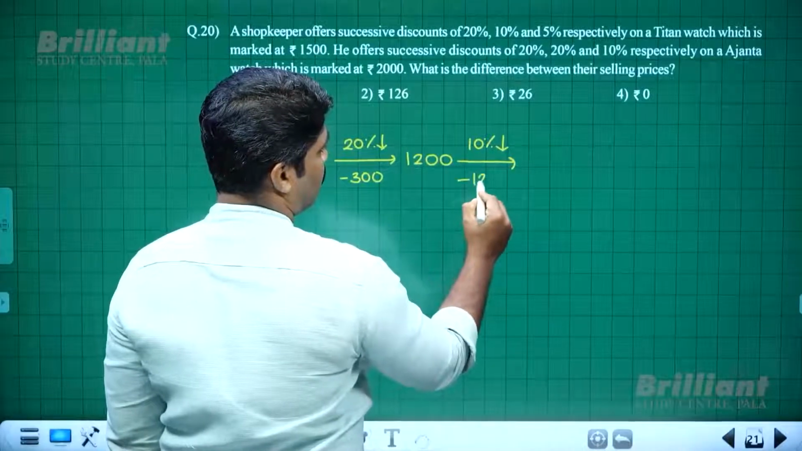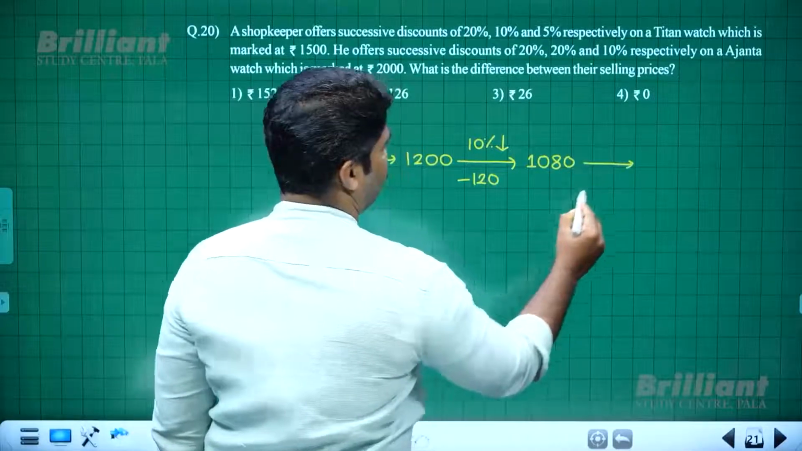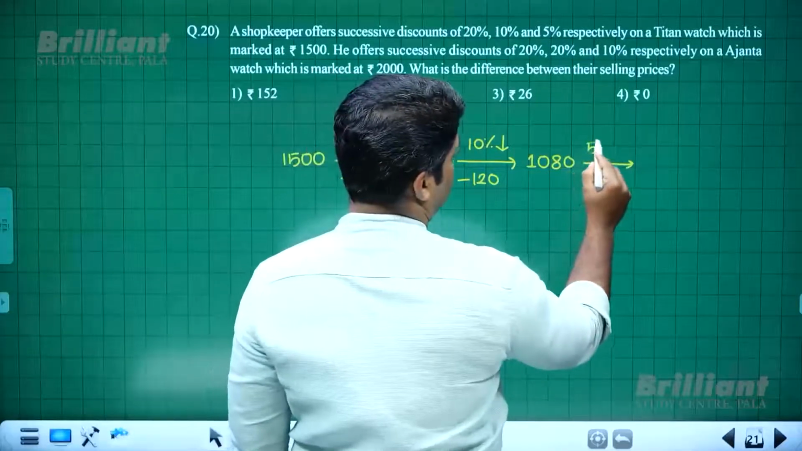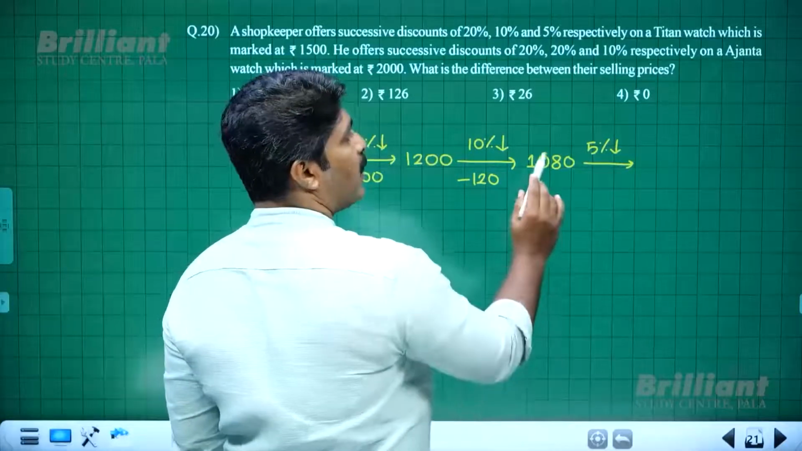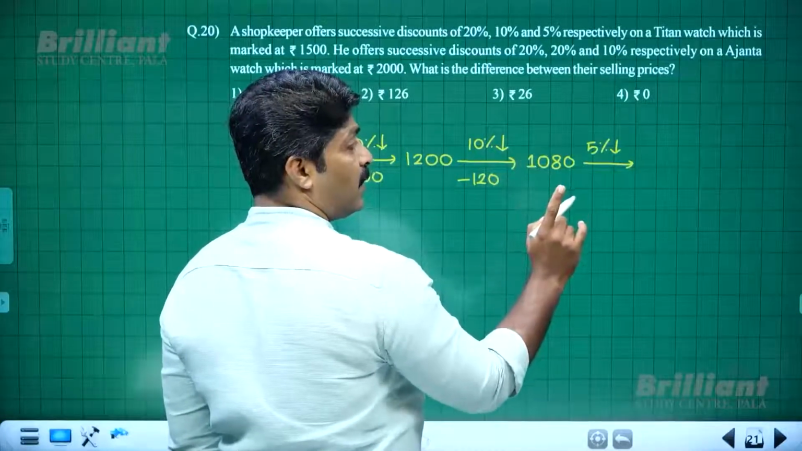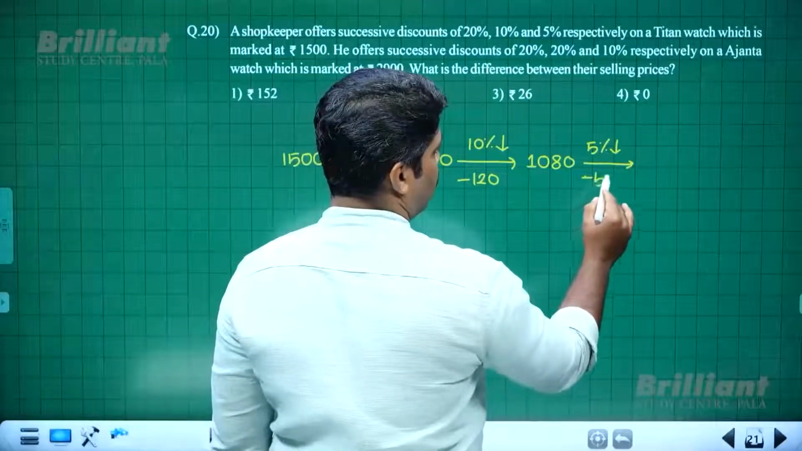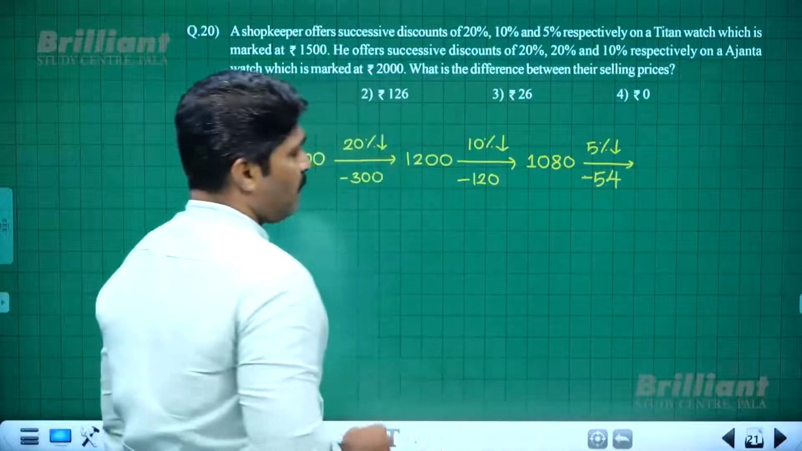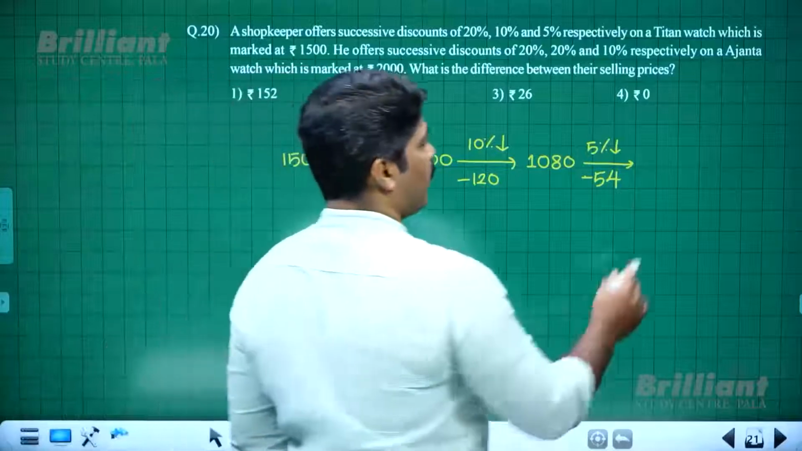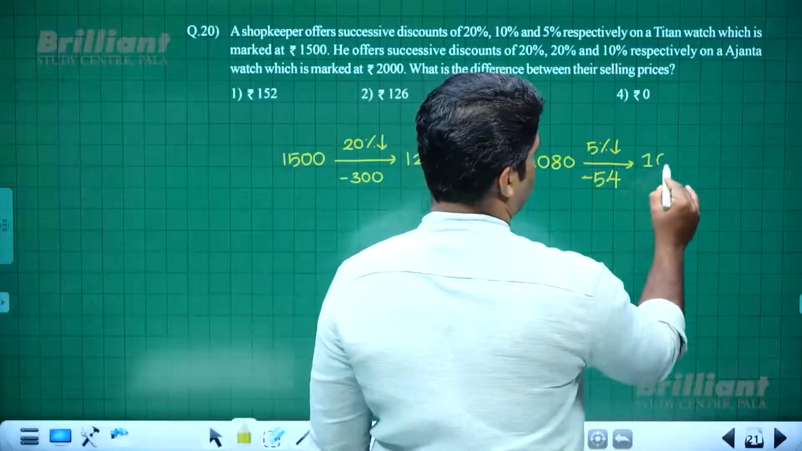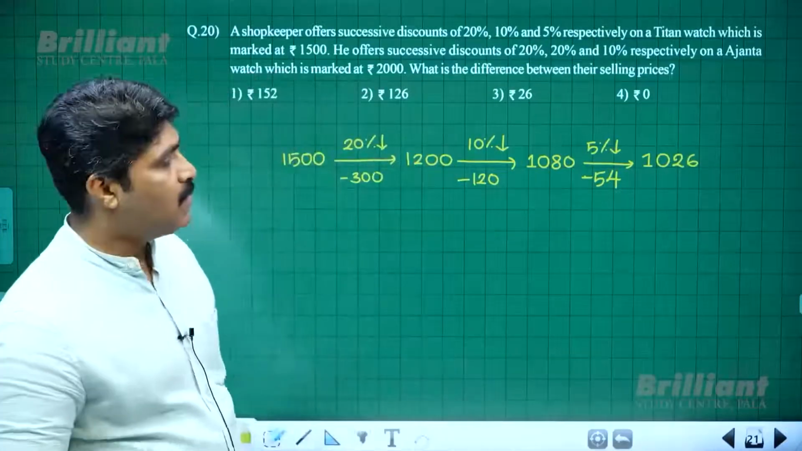For the 10% discount here, that 10% is equal to 120. Therefore, this is equal to 1,080. So then finally, that is 5% discount here. What is 5% of this value? 10% is equal to 108. Therefore, 5% is equal to 54. Got it? So if you are subtracting that 54 from this value, what is this quantity? That's equal to 1,026. Here the first price is 1,026.